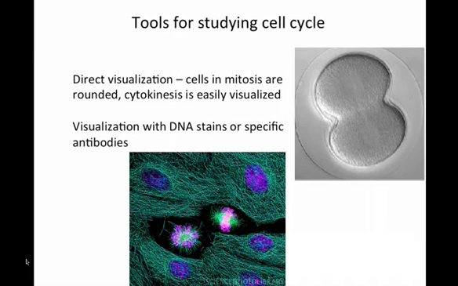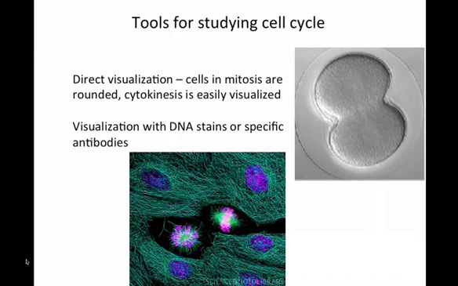So some tools for studying cell cycle in cell culture are direct visualization, just looking at the cells, right? Cells in mitosis are really easy to visualize, right? They're rounded. Cytokinesis is easily visualized, right? That's just looking at the cell undergoing cytokinesis. There's no staining, nothing. You can just tell by looking at it. Or you can use different DNA stains or antibodies.